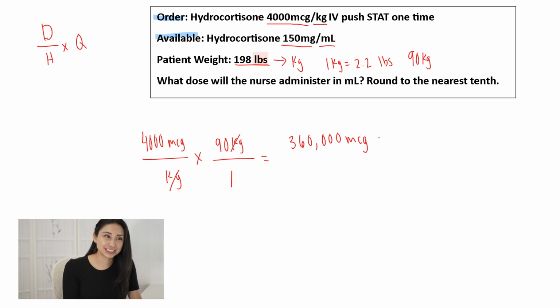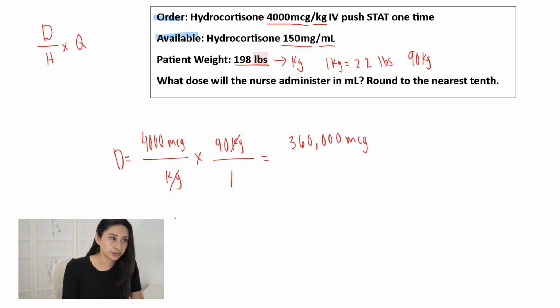So 360,000 micrograms. What do we do with this information? Well, we know that that's our D. That's exactly how much this patient has to get based off of his weight. We figured out our D. This is our D. We can go ahead and plug that into our formula now.